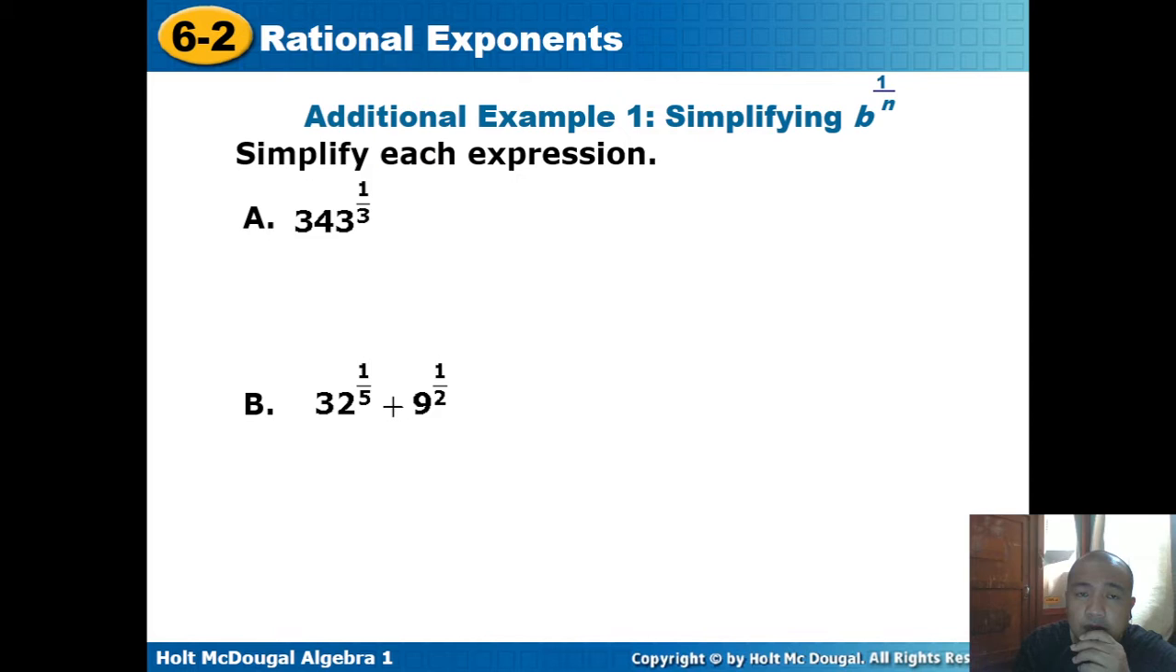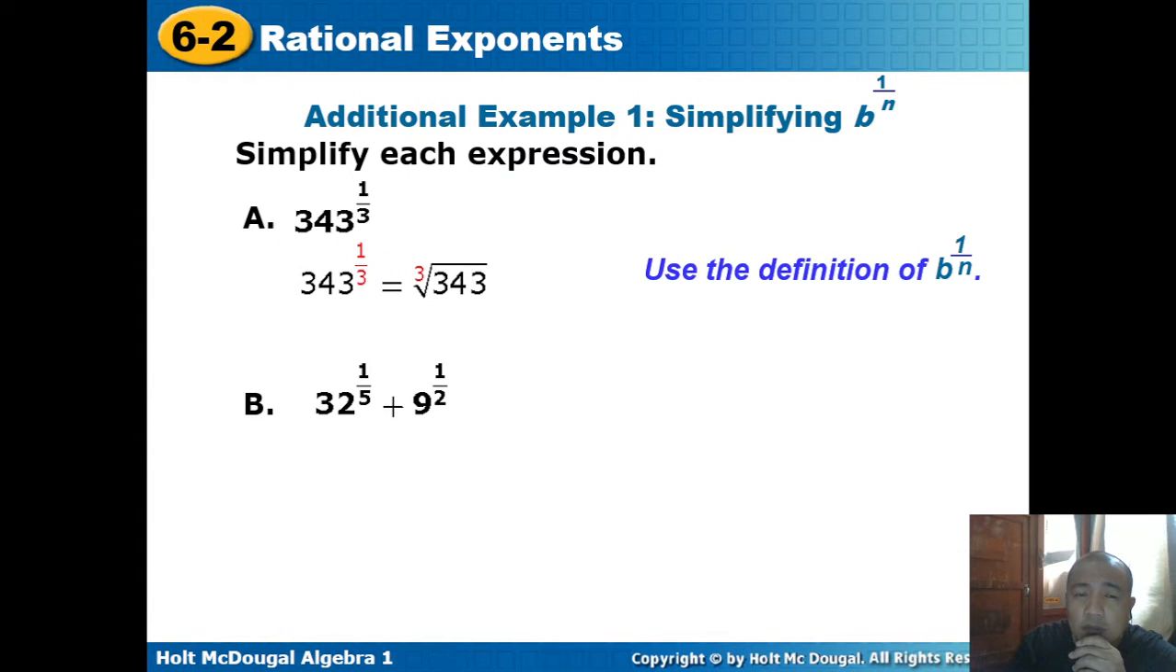Okay, let us have here some examples. Simplify each expression. Simplifying b raised to 1 over n. So what is a? 343 raised to 1/3. Okay, use the definition of b raised to 1 over n. So it's equivalent to cube root of 343. Right? If the exponent is 1/3, it means the cube root of that number, which is equal to 7, because 7 times 7 times 7 is 343.